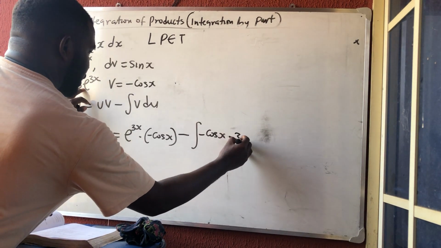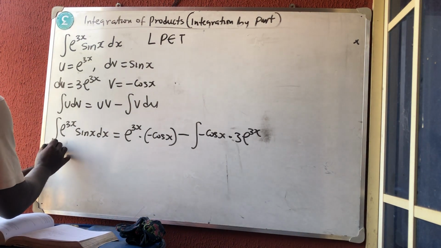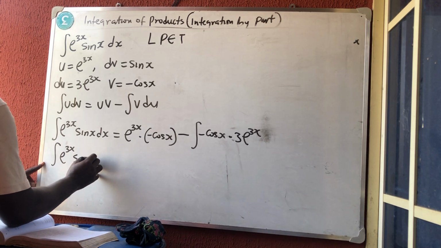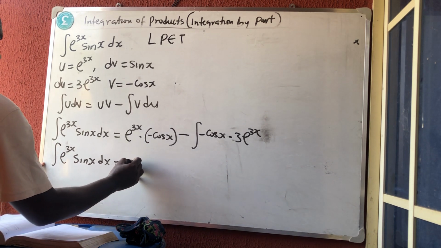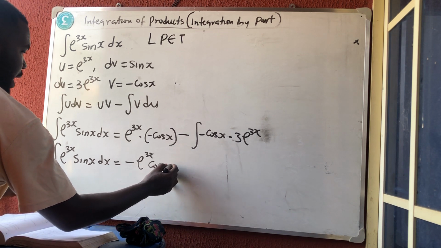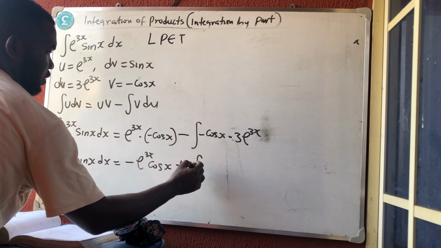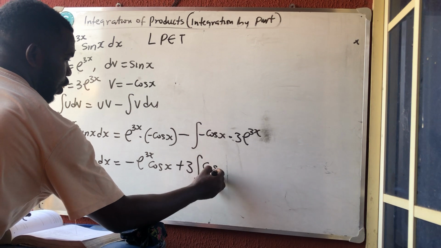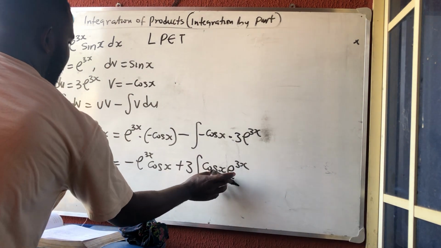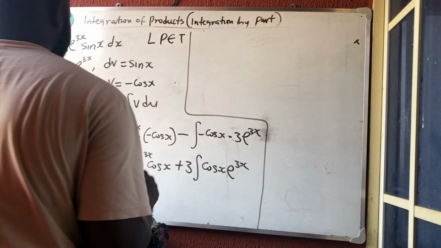du is 3 e raised to power 3x. So what do we have now? We have the integral of e raised to power 3x sine x dx is equal to minus e raised to power 3x cos x, and minus minus here will give you plus, plus 3 the integral of cos x e raised to power 3x. Now if you look at this, this is another integration by parts, so we need to solve this one by integration by parts again.